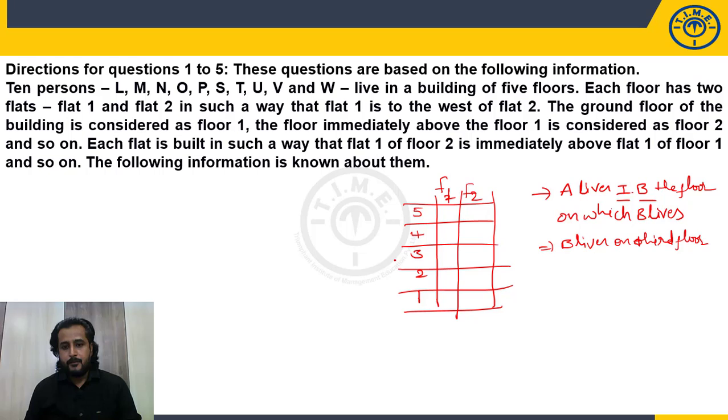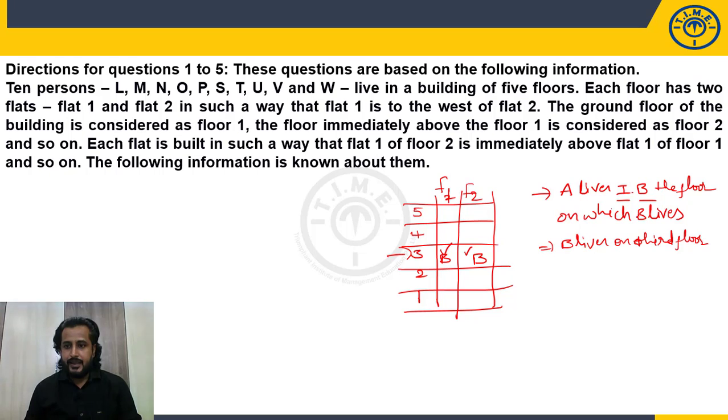It is fine. But on 3rd floor, how many flats we have? 2 flats: flat 1 and flat 2. So where should I take the B? It is not known. So B may be any place. B may be here or B may be here. Are you able to understand?